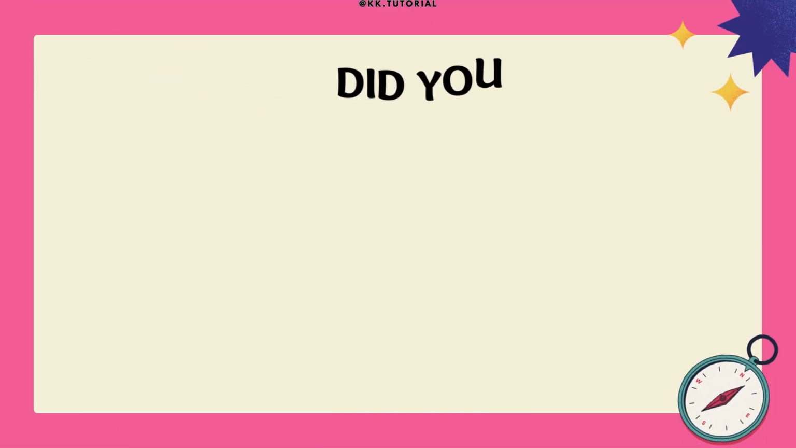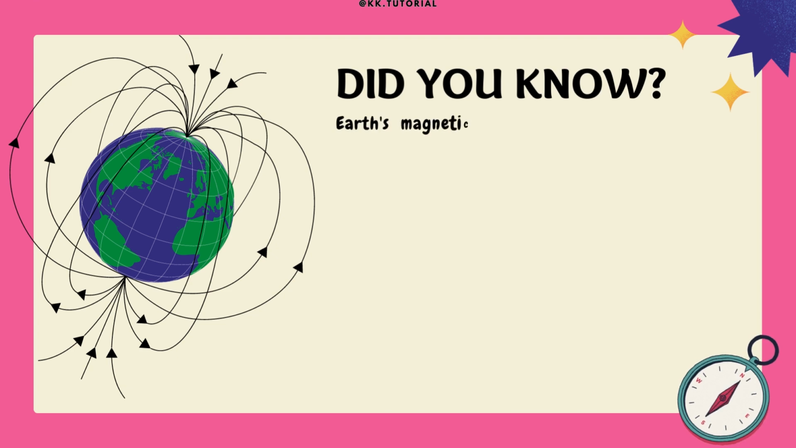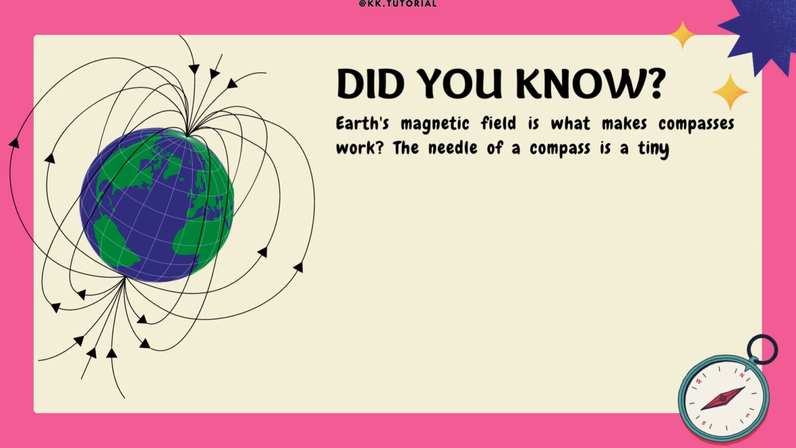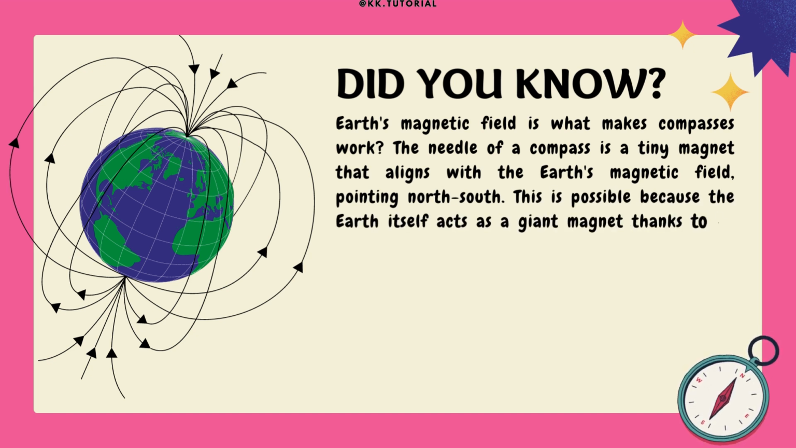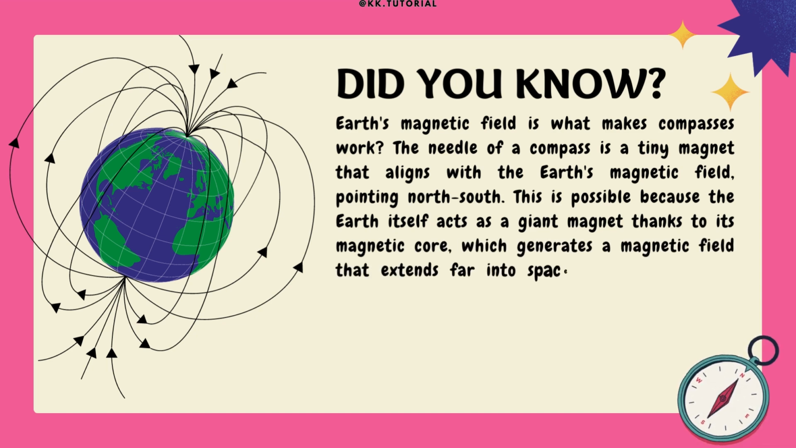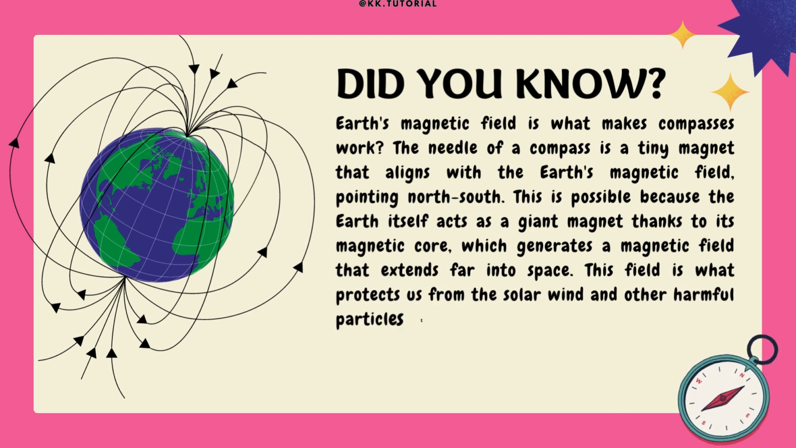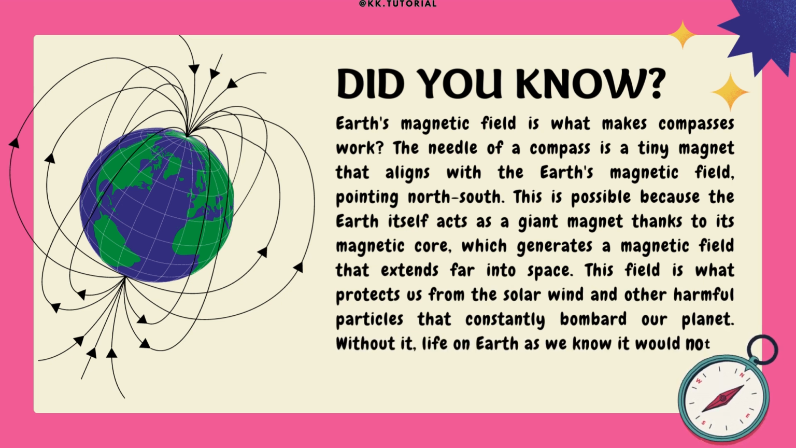My dear students, do you know that Earth's magnetic field is what makes compasses work? The needle of a compass is a tiny magnet that aligns with the Earth's magnetic field, pointing north-south. This is possible because the Earth itself acts as a giant magnet thanks to its magnetic core, which generates a magnetic field that extends far into space. This field is what protects us from the solar wind and other harmful particles that constantly bombard our planet. Without it, life on Earth as we know it would not be possible.